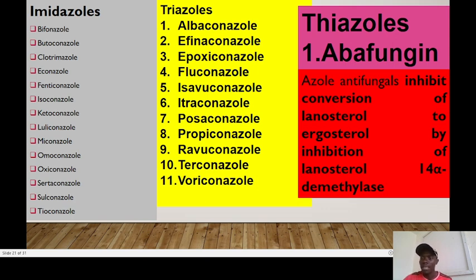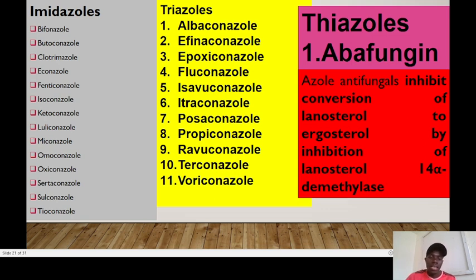We could have the bifonazole, butoconazole, clotrimazole, econazole, fenticonazole, isoconazole, ketoconazole, luliconazole, miconazole, omoconazole, oxiconazole, sertaconazole, sulconazole, tioconazole. These all are imidazoles. Alright? What about the triazoles? We have the albaconazole, the efinaconazole, the epoxiconazole, the fluconazole, the isavuconazole, the itraconazole, the posaconazole. Okay? The ravuconazole, the terconazole, the voriconazole.